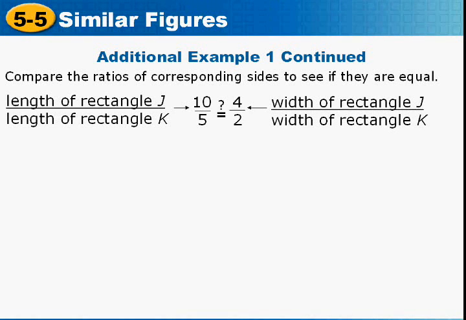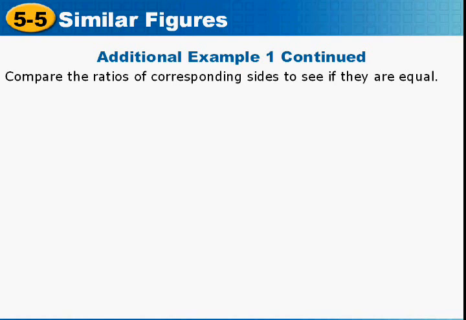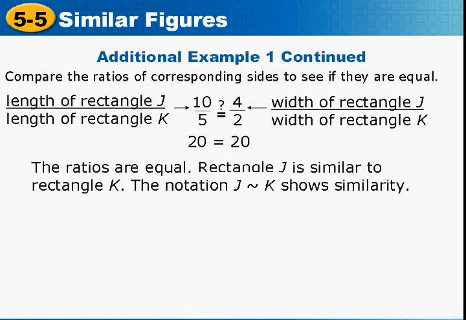Are they equivalent ratios? Cross products. See the cross products of these ratios. 5 times 4 is 20. 10 times 2 is 20. So yes, these are equivalent ratios. Now, we've got to check the other ones, though, because there are 3 figures.